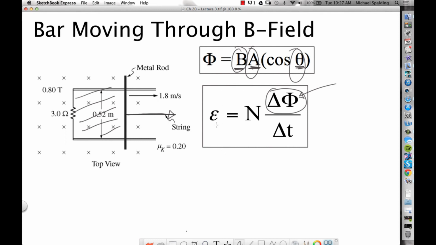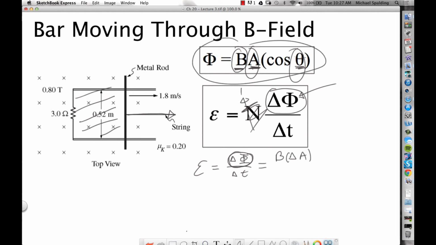All right, so look, I want to derive an equation for you that's going to be very handy. For this situation, we already said N is 1, so we'll just ignore this N. So our equation is going to become change in flux over time. Now for this situation, what did we say is causing the change of flux? The area. So this is going to become B delta A. Everybody see that? The change in flux is B delta A, and ignore this cosine theta because that's just 1. Okay, so we got B delta A over t.